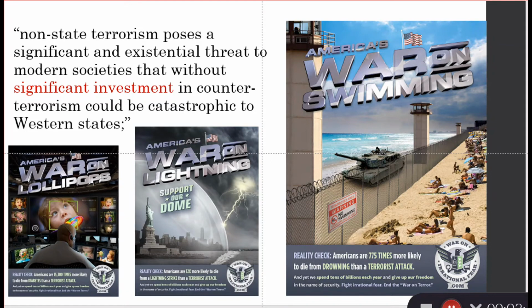And Jackson writes that non-state terrorism poses a significant... here he's going through the various stereotypes, right? Another one is that it's such a huge threat that without significant investment in counterterrorism, the world would end, basically, right? And so the point of these little graphics is to indicate that if you're in the United States, you are 775 times more likely to drown than you are to die from a terrorist attack. Diabetes, it's much worse, right? Only 12 times more likely to be struck by lightning than die in a terrorist attack.